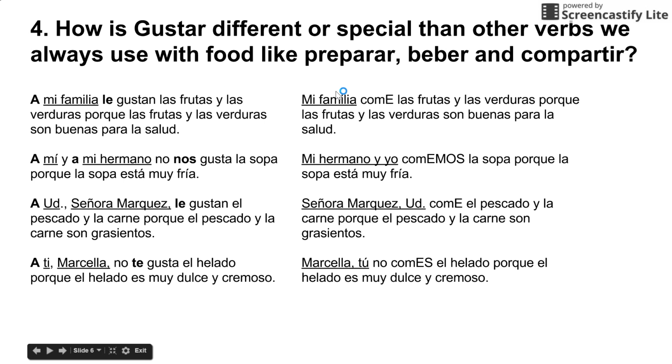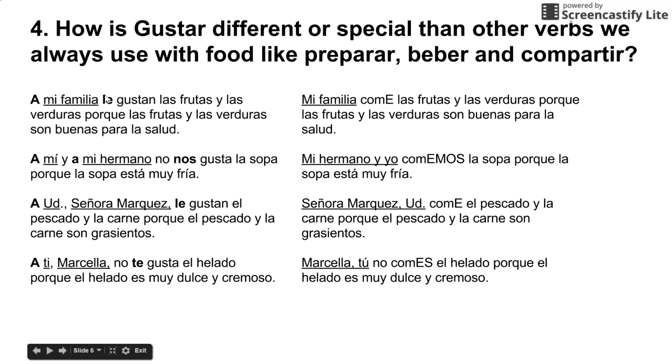How is the verb gustar different or special than other verbs we always use with food, like preparar, beber, and compartir? Well, when using gustar, you're actually talking about two different things. You're talking about the indirect object pronoun, and you're also referring to the actual verb. So you're really going to have two different areas of concern: who is it being pleasing to, and who is doing the pleasing?